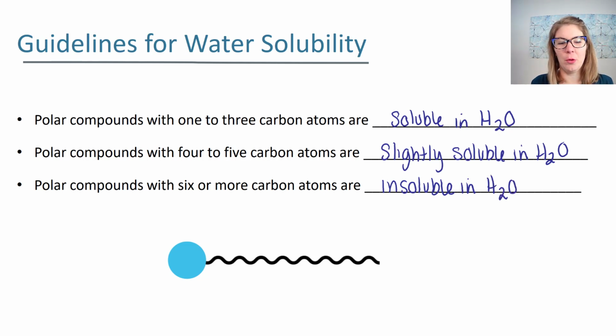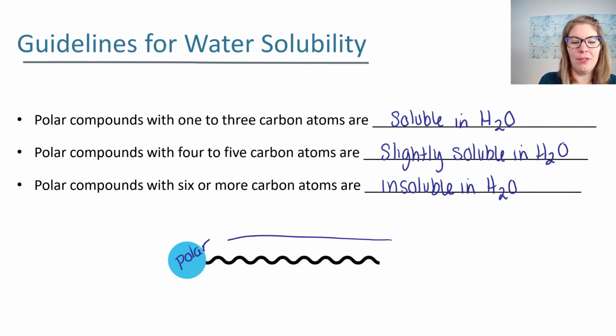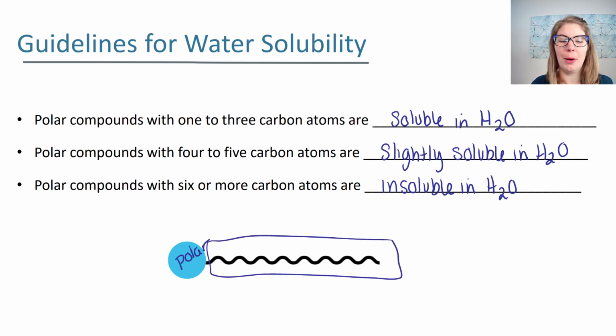If I bring a diagram over here where, let's say this is a polar end and it's not super polar, and then I have a very big non-polar part. As we increase the non-polar part of my molecule, it gets harder and harder for that molecule to dissolve in water. Water is polar, you need a polar molecule in order to dissolve in water. And if your molecule is 90% non-polar, then it gets really difficult for it to dissolve in water.